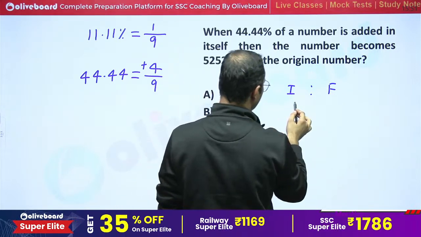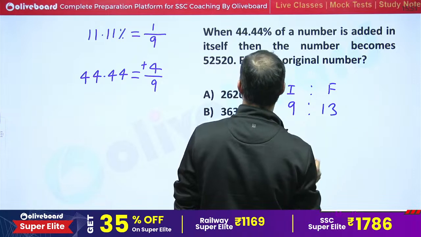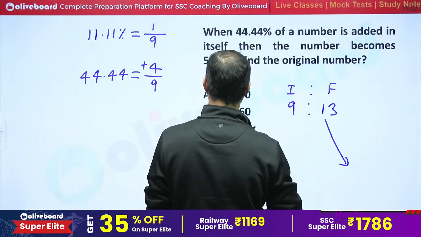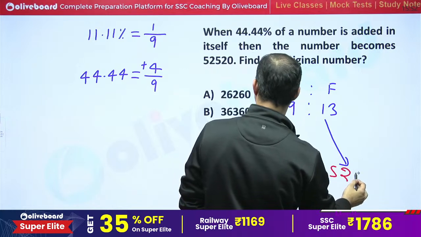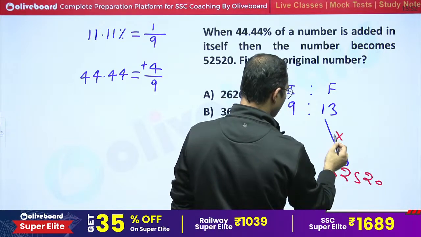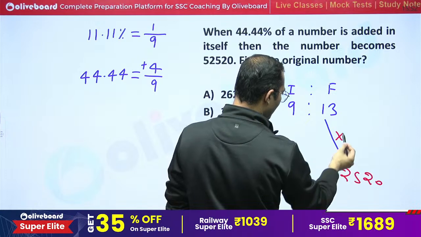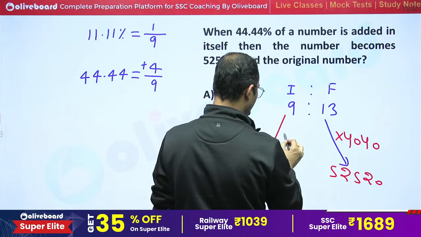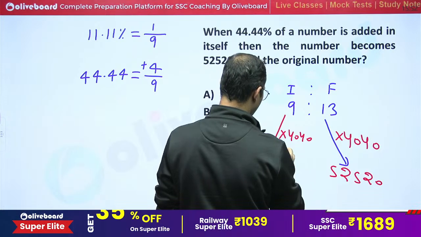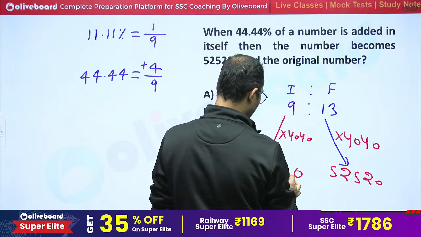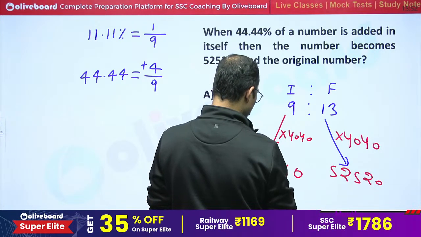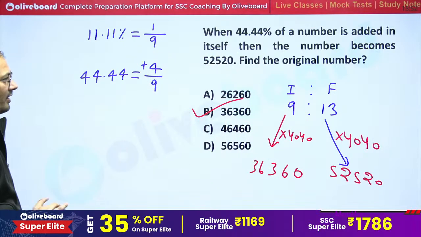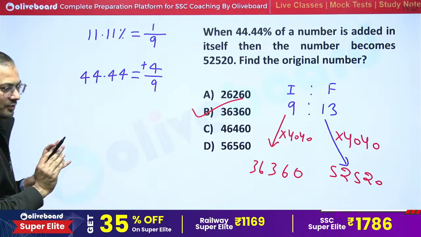So simply we can say 9:13. So the number is 13, but the actual number is 52520. So it is how many times? So 1 unit is equal to 52520 divided by 13, that is 4040, right? So 9 times 4040 is 36360. So 36360 is the right answer. Option B is the right answer. I hope the ratio approach is clear now.